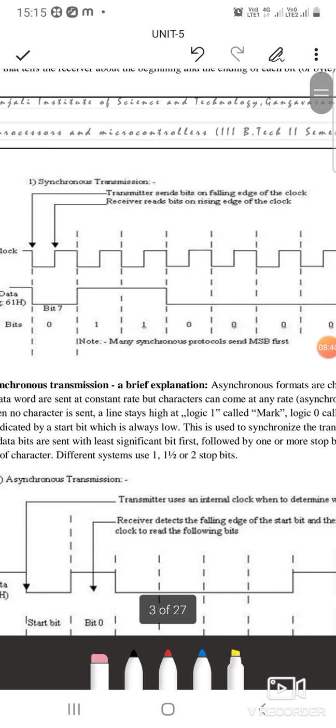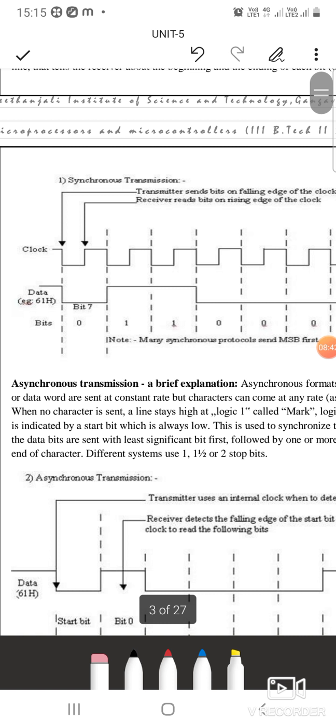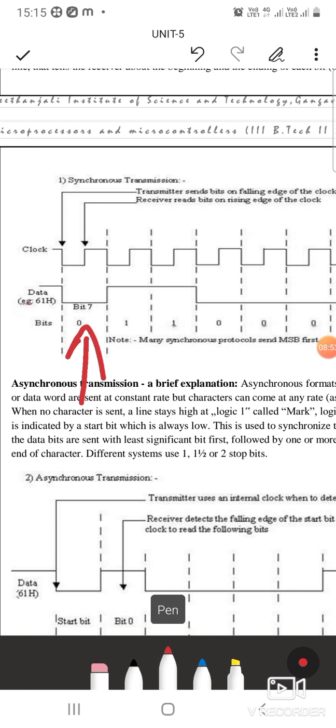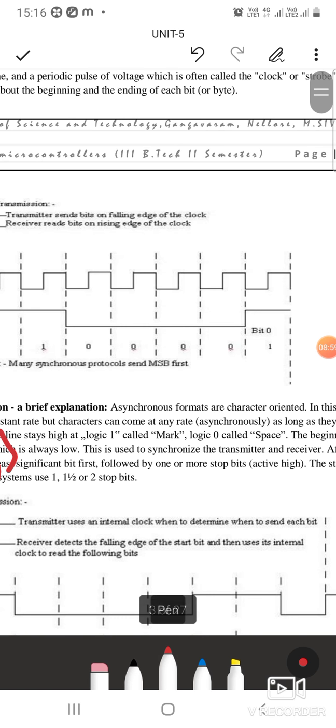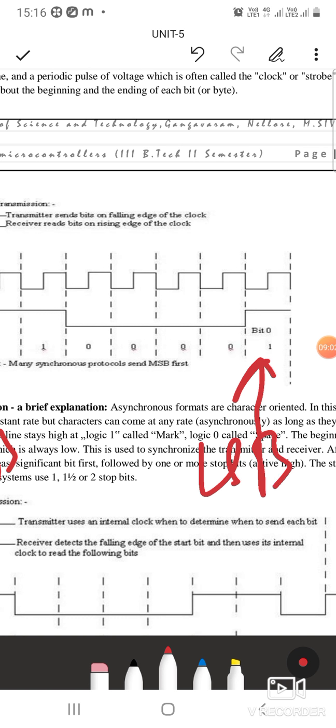Whenever you are transmitting data in synchronous transmission, you can see that bit 7 is transmitted first. Bit 7 is the MSB, the most significant bit, and bit 0 is the LSB, the least significant bit. So in synchronous communication, the MSB is transmitted first, and at last you get the LSB. When it comes to asynchronous transmission, the LSB will be transmitted first and then the MSB. We will look into that in the diagram also now.